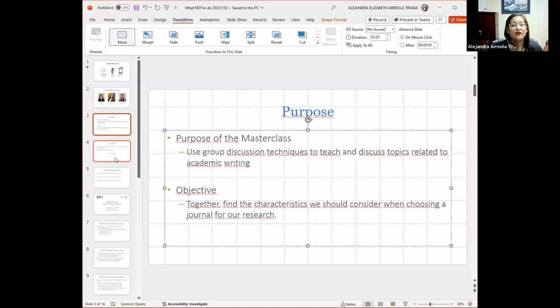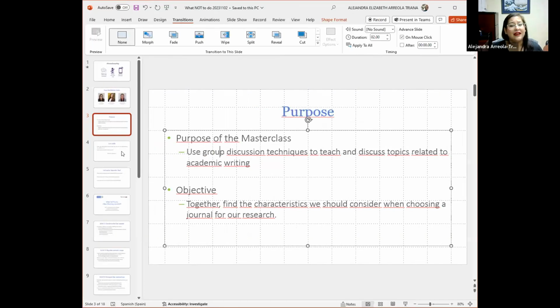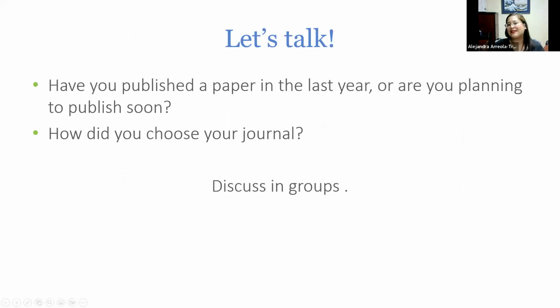I can see that we have 44 participants so far. We are going to start with a little networking. We're going to meet different people. You are going to be taken from one room to the next, and you're going to meet a couple of people from the session and discuss these questions. Have you published a paper in the last year, or are you planning to publish soon? And how did you choose that journal?